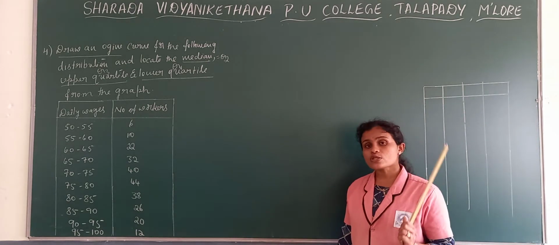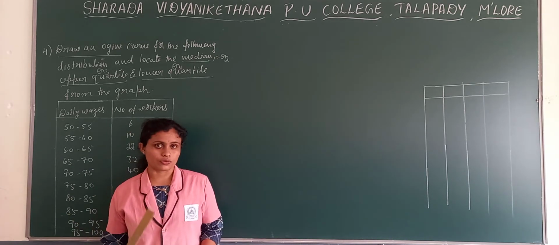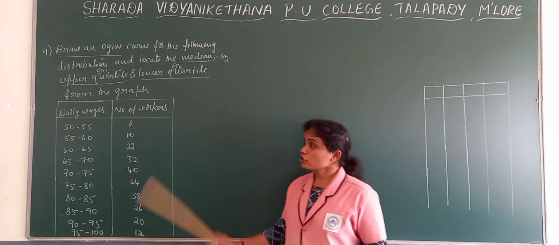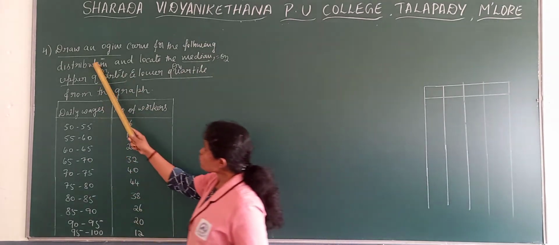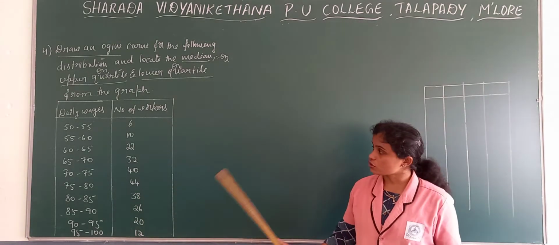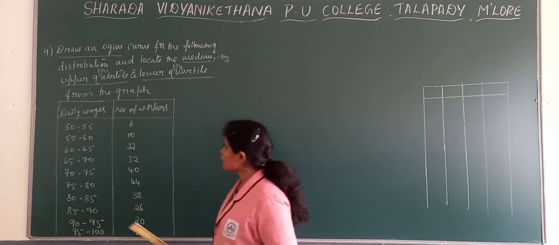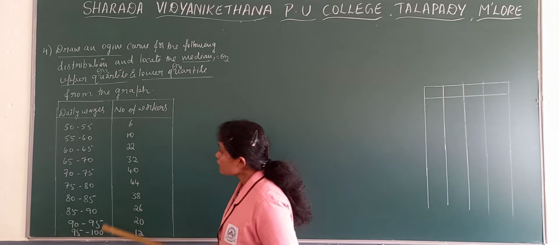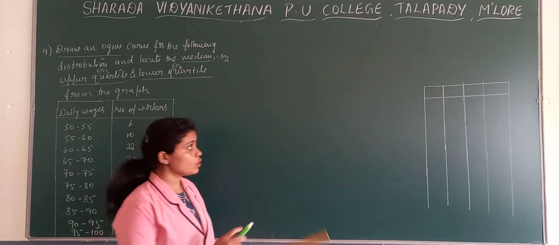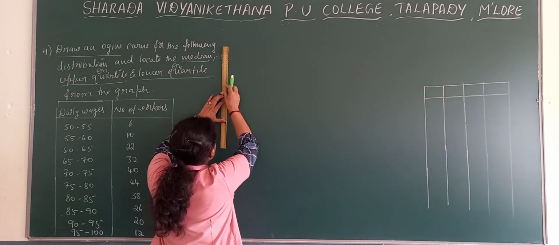And which ogive do we need to draw there? Here we need to draw less than ogive. If you get questions like this where you need to locate these 3 or any 2 or any 1, and if they use the word "an ogive", you need to draw the less than ogive. See the problem there: daily wages and number of workers. Firstly, we will prepare a table in order to draw the less than ogive. Write there the solution.